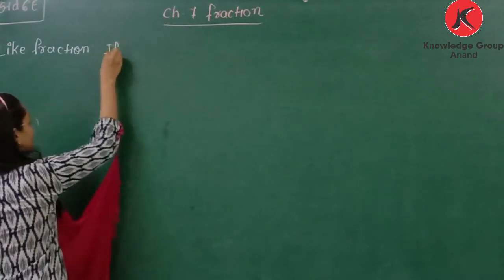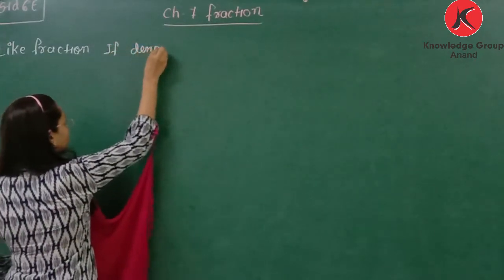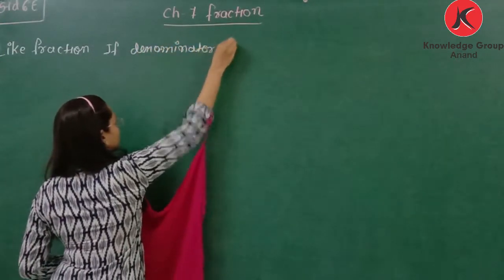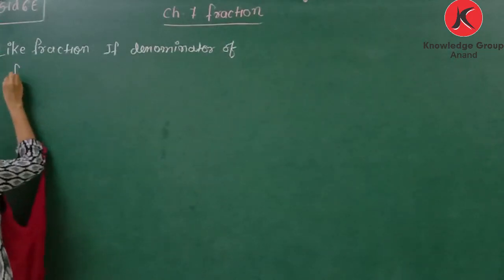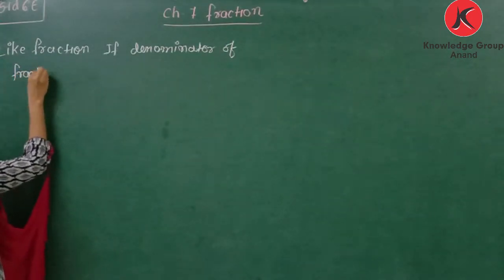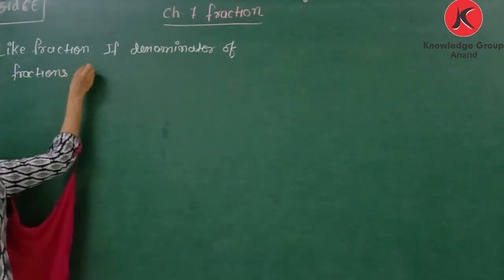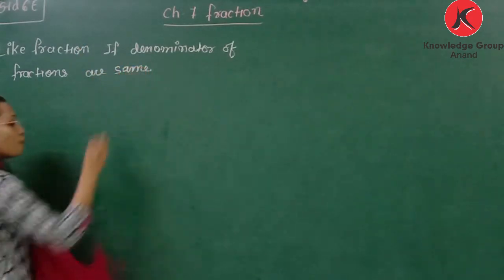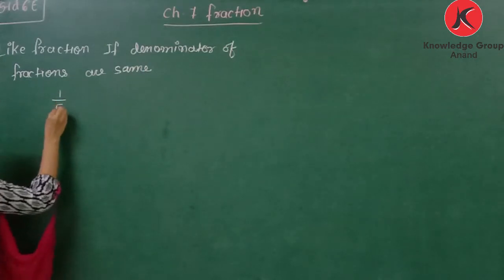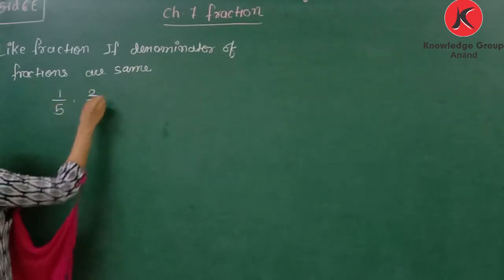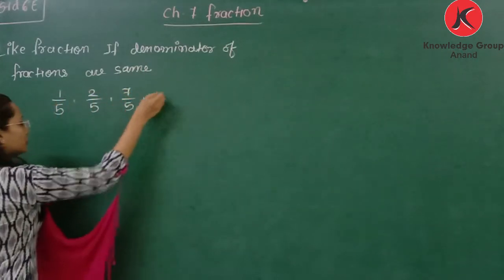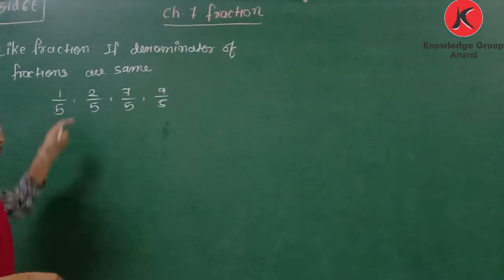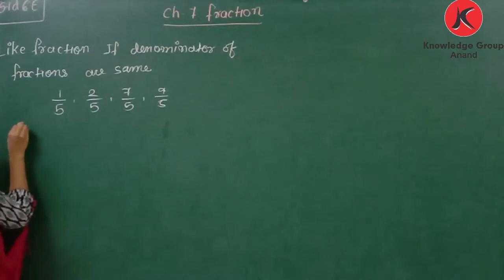So like fraction means if the denominators of fractions are the same. For example, 1/5, 2/5, 7/5, 9/5. You can see the denominators are the same. So these are called like fractions.